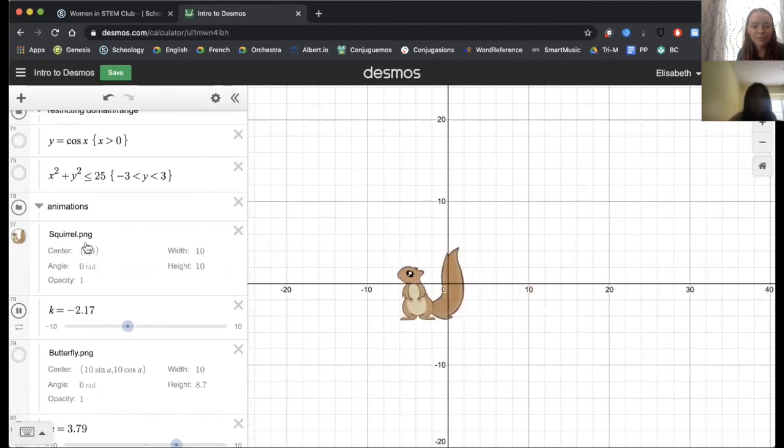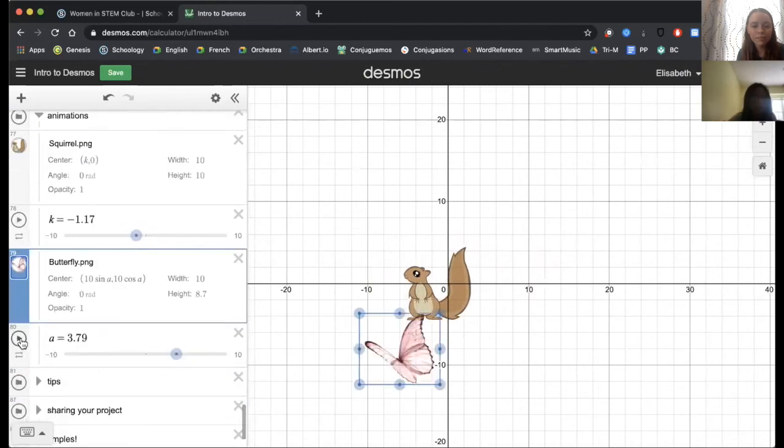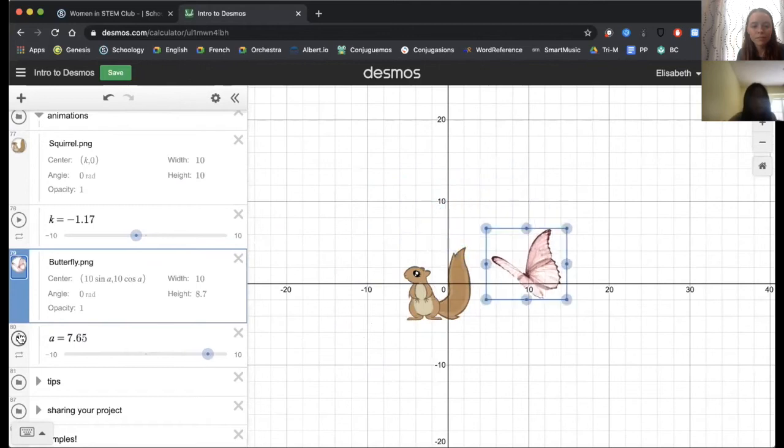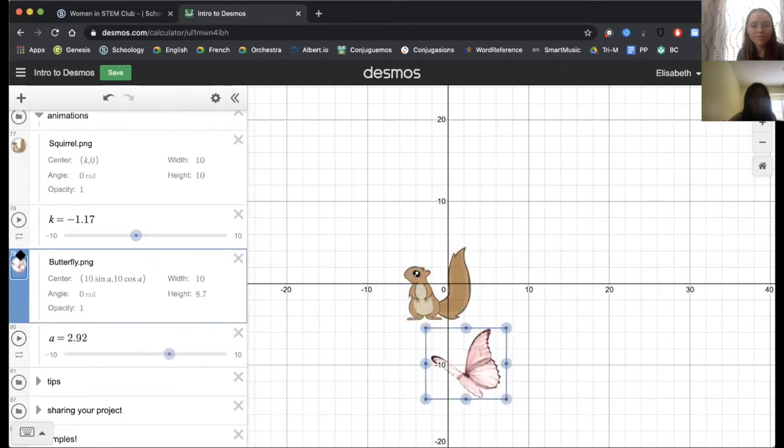By making a variable here and adding a slider and pressing the play button, you can make him move however you want to. You can also do really cool things with animations, such as moving them in circles, like so. And now this butterfly is Squirrel's friend, and they're playing together. Isn't that cute?